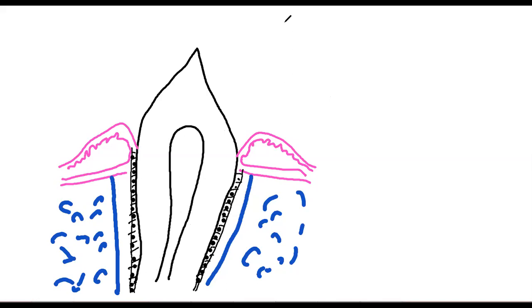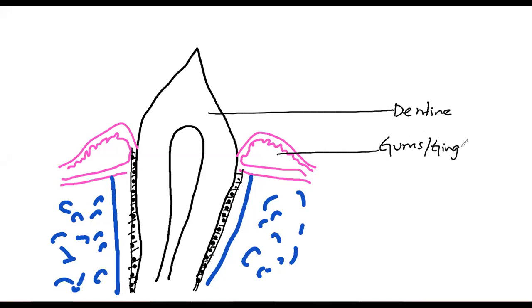So this is your outer layer. So this is the dentine part. Okay, this is the gums, or we call it gingiva. This is the root. Fine. Now this is the root. So we will do some shading part also. Okay, you can do the shading part.